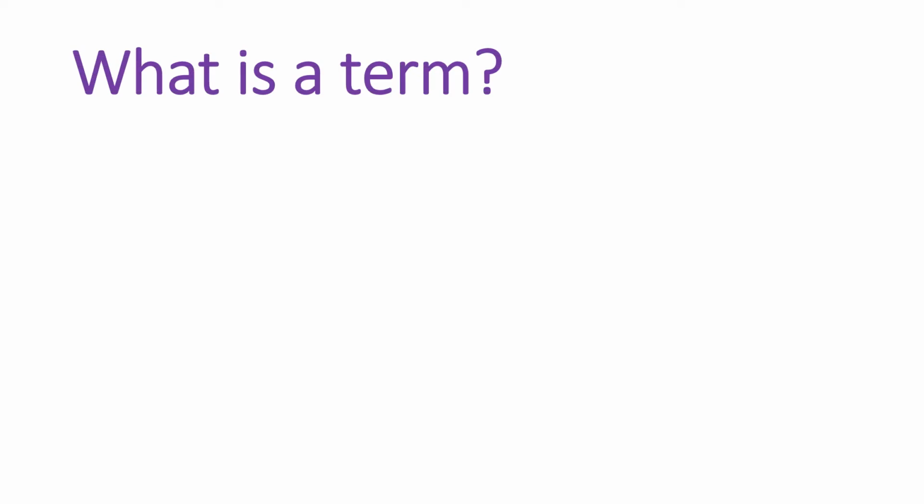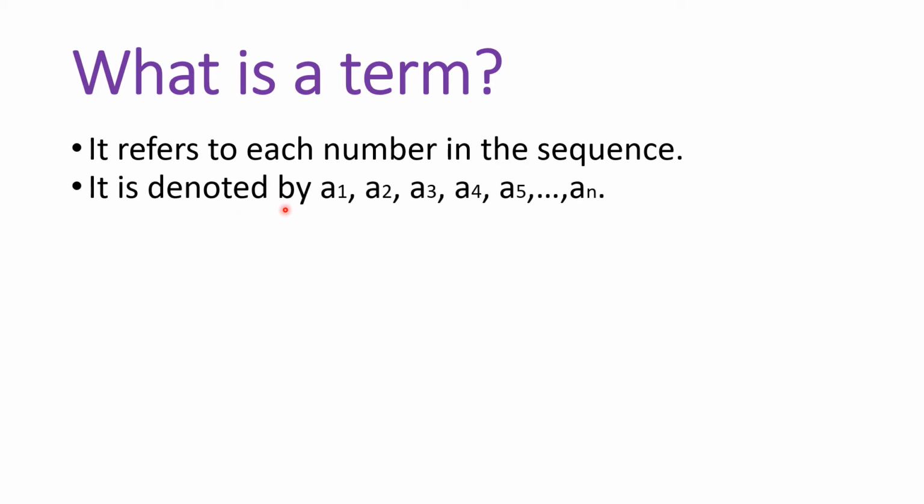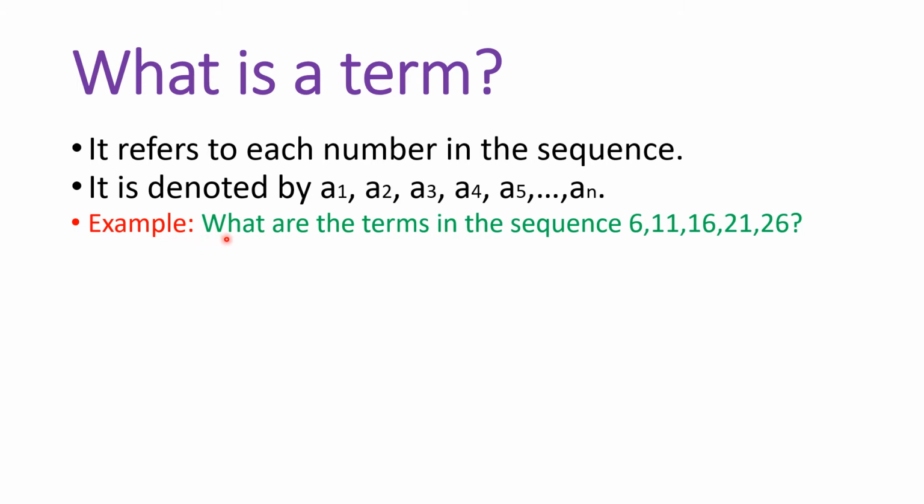What is a term? It refers to each number in the sequence. It is denoted by a sub 1, a sub 2, a sub 3, a sub 4, a sub 5, so on and so forth up to a sub n or the nth term. So for example, what are the terms in the sequence 6, 11, 16, 21, and 26?